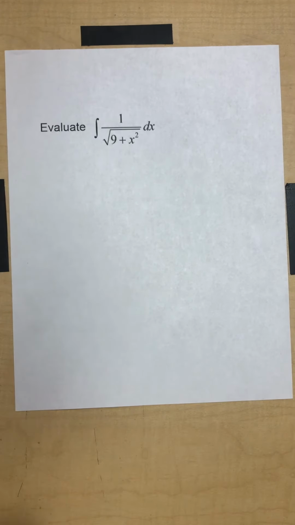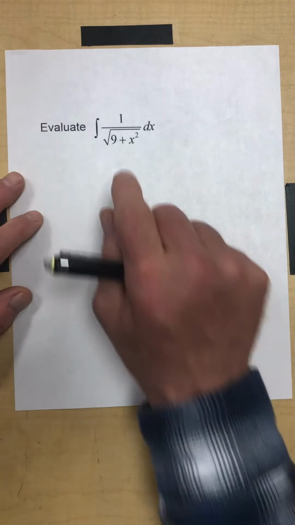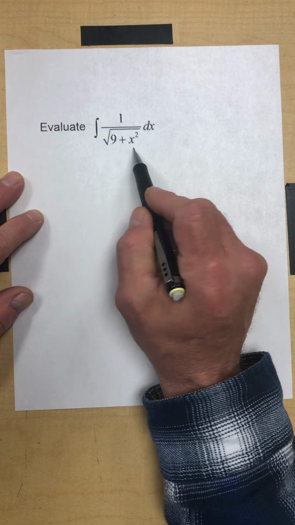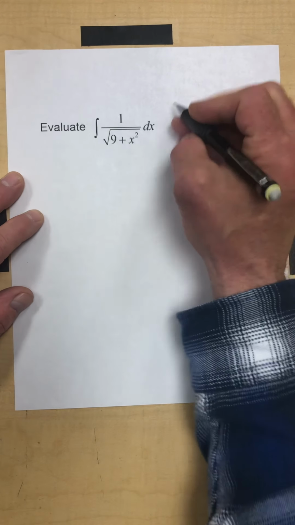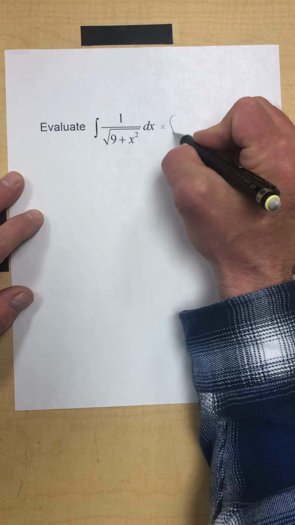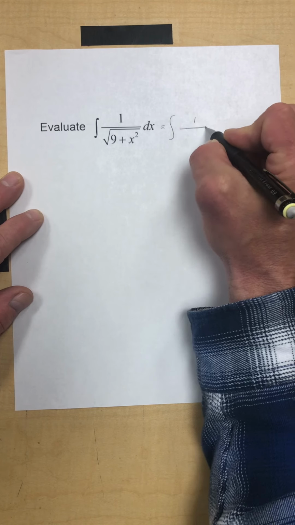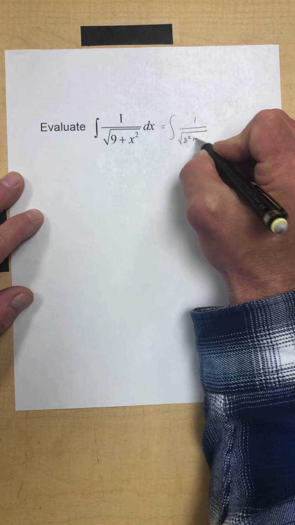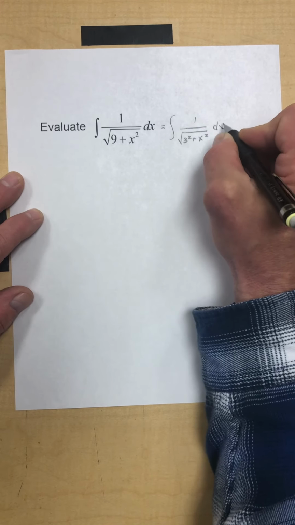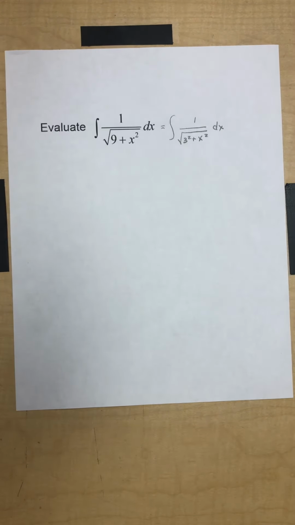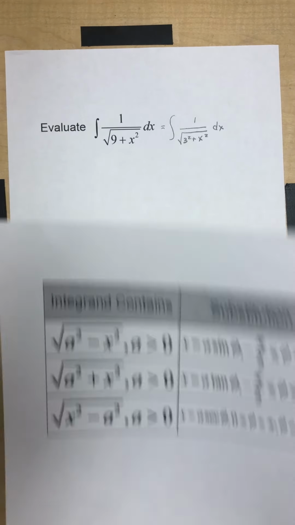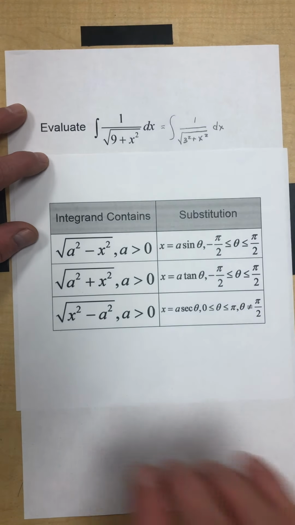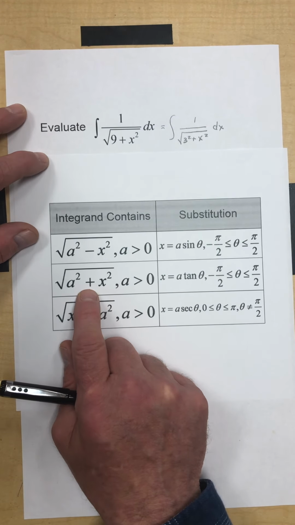Okay, so I take a look at what we have, and I have this constant plus x squared in the radical, and I know it's going to have to be like a squared plus x squared. So whether I do it on paper or in my head, I have to consider this as 3 squared plus x squared dx. Then we go to our paper, and we say, okay, well, what should I use here? So it looks like we're in this situation right here.